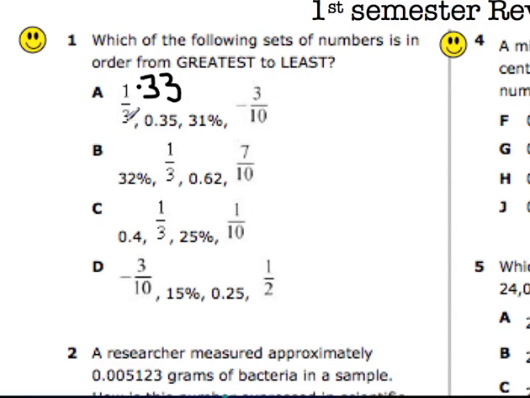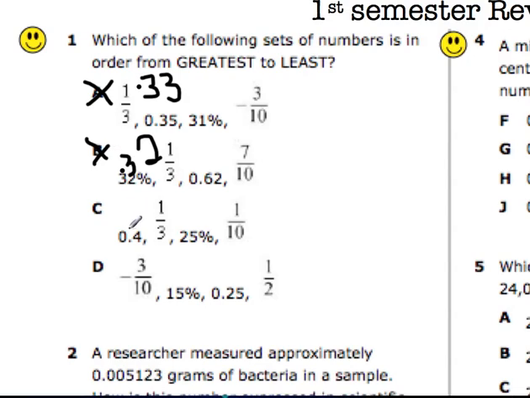So if we see this is decimal 33 and this is decimal 35, since decimal 35 is bigger, this is not in order from the biggest to the least. Then let's look at this. 0.32 is 32%, and we've already stated that 1/3 is 0.33. Since that's bigger than 32%, we have to call that wrong.